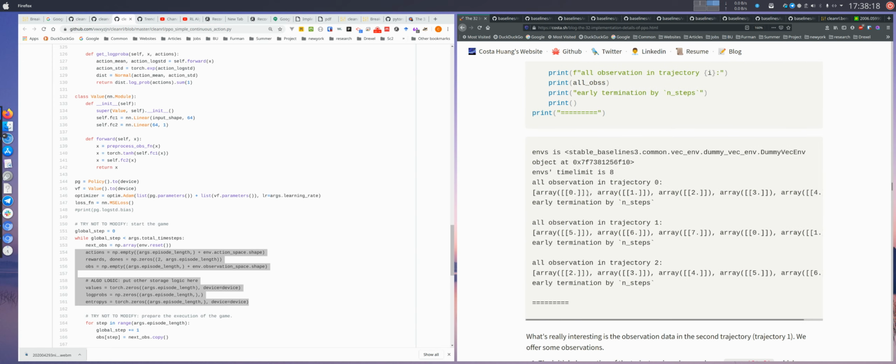The first trajectory for the episode is 0, 1, 2, 3, 4. And the second trajectory is 5, 6, 7, 0, 1. And then the third one is 2, 3, 4, 5, 6. So just by looking at this, what do you guys think? Any particular observation?